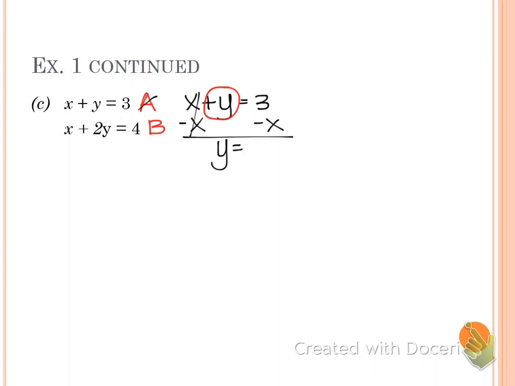Awesome, Layla. So, Layla, what are we going to bring down then on the right side? Negative x plus 3. Circle, don't box. And what are we supposed to label this equation? This new equation becomes letter C.